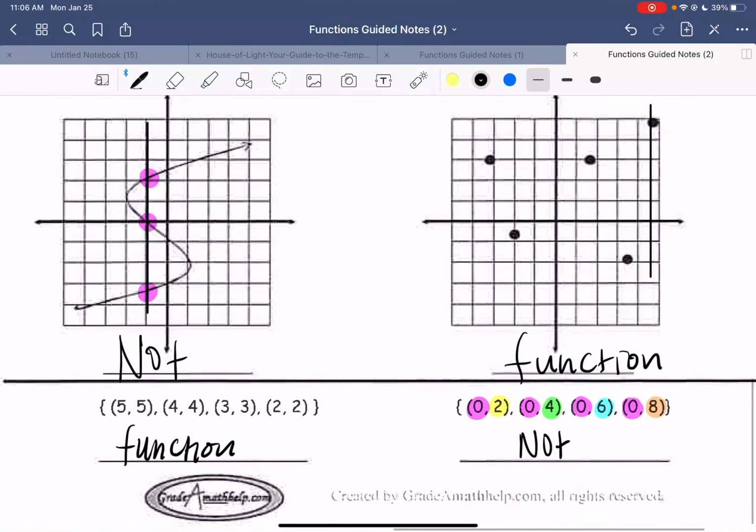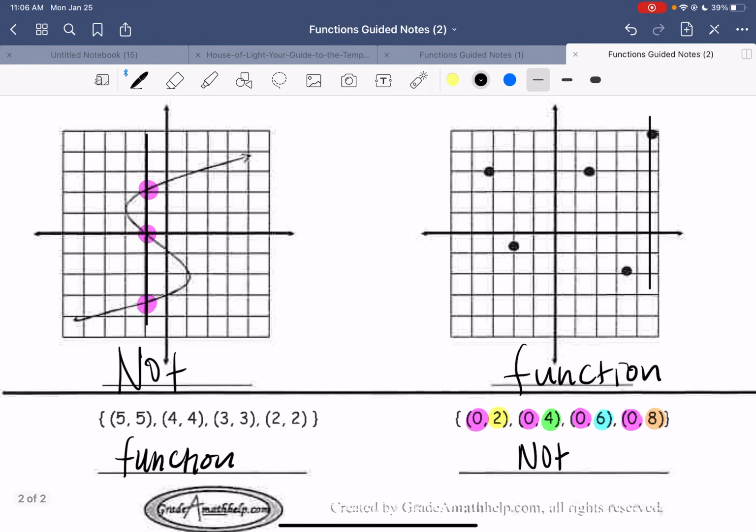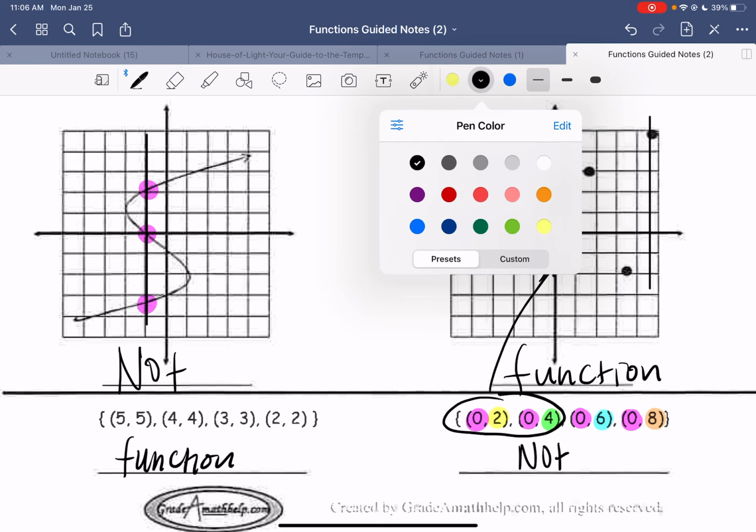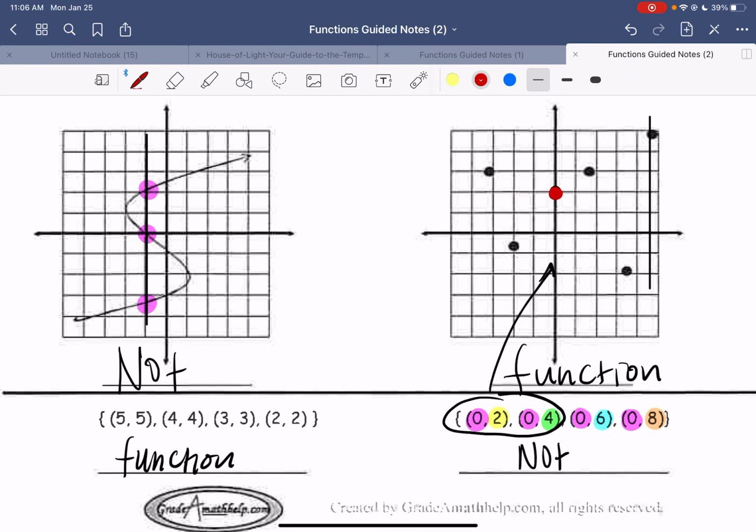And I'm going to go ahead and plot even just the first 2 points. So I'm going to take these 2 points and plot them up here. Over 0, up 2, and over 0, up 4, the vertical line test that I use to remember is passing through both of those red dots. So that would fail it, and that's another way you can assume function or not.